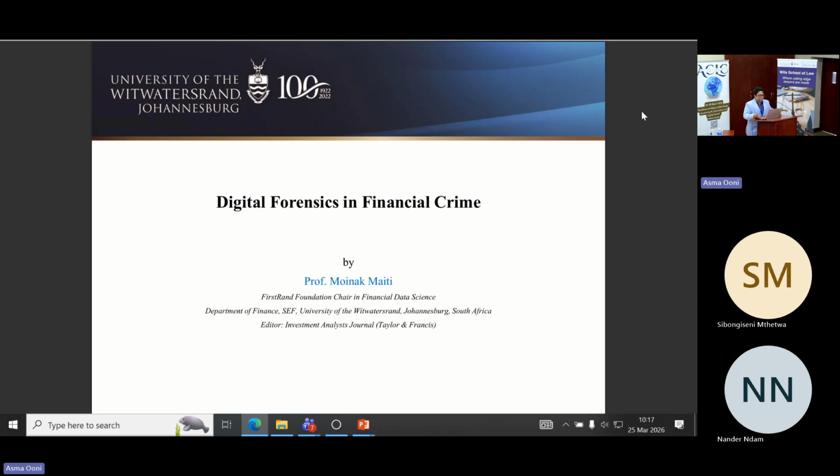So today I'm going to speak on digital forensics in financial crime. I was told that some students are also attending, so for the first few slides I would like to speak about some very basic concepts, because digital forensics is very new. Probably many questions came up in the last session, and digital forensics is going to answer those. But still, that field is at a very nascent stage.